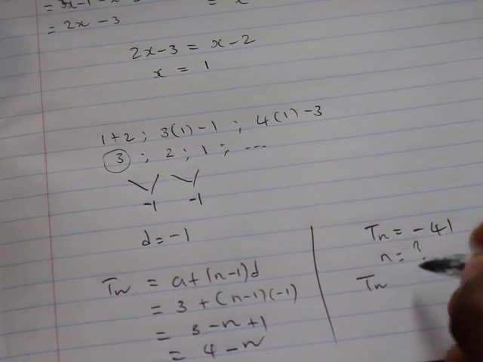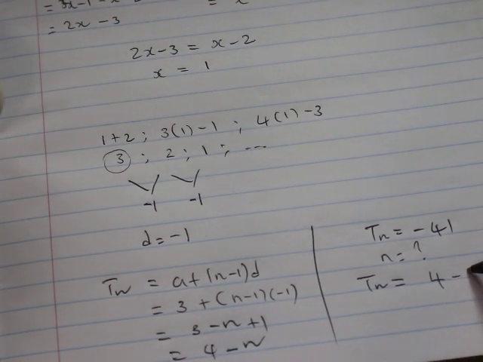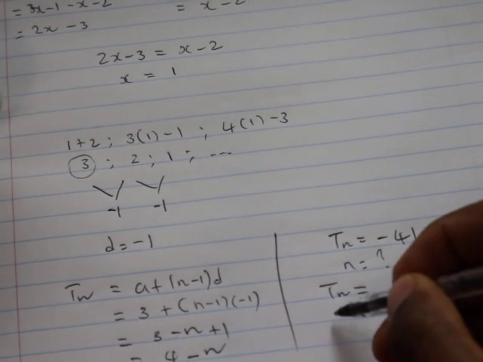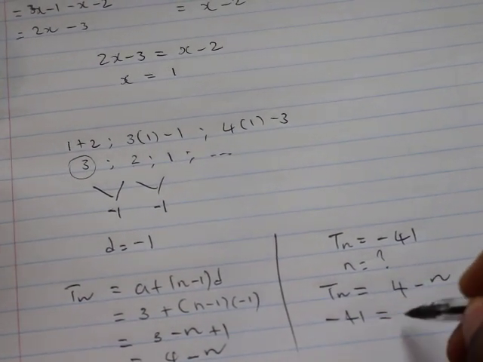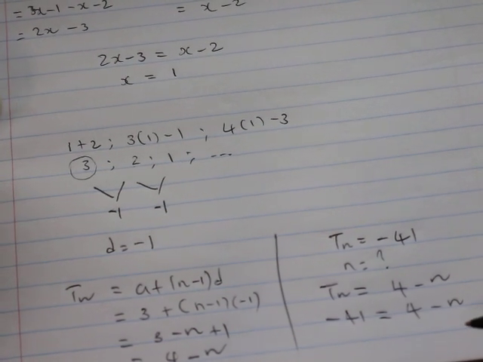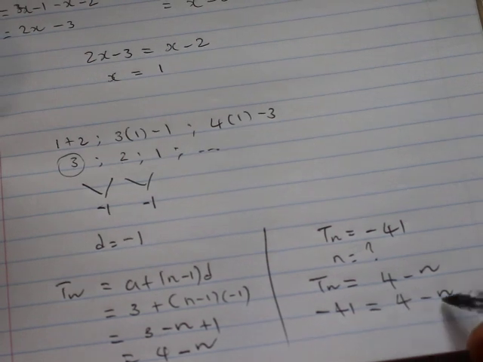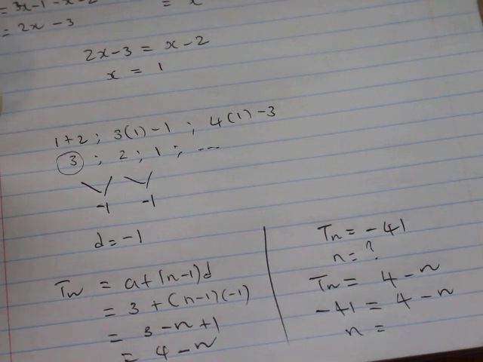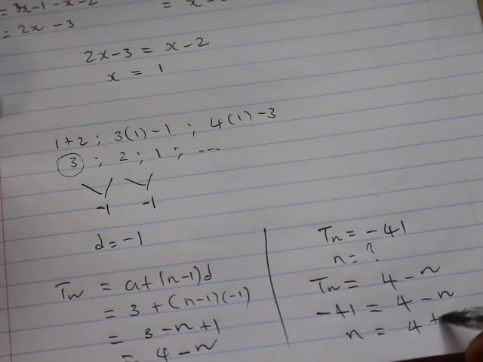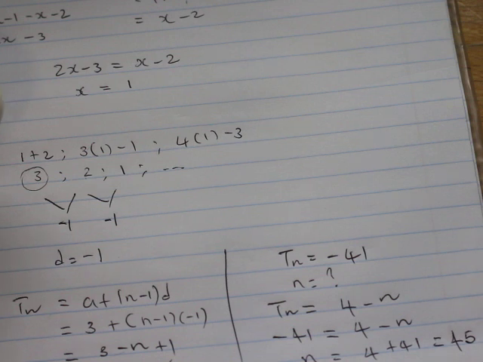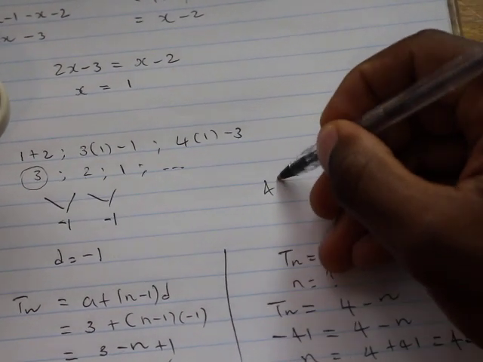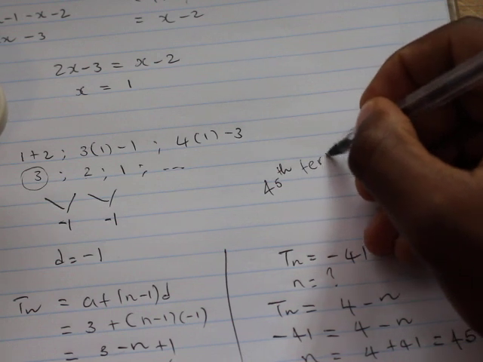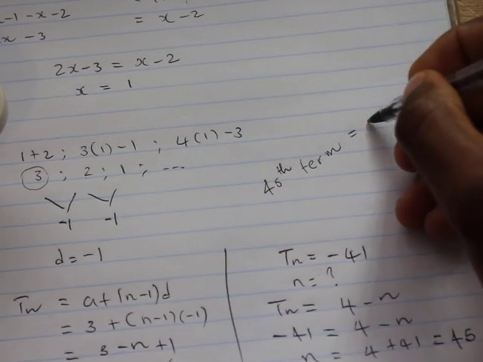So our general formula says Tn is equal to 4 minus n. Okay, so Tn is negative 41 and then 4 minus n. Remember, we're looking for the n. So the n, let's take it to the other side. N goes to the other side, becomes positive n. Minus 41 goes to the other side, becomes positive 41. So 4 plus 41, that's what? That's 45. So meaning that the 45th term is equal to negative 41.